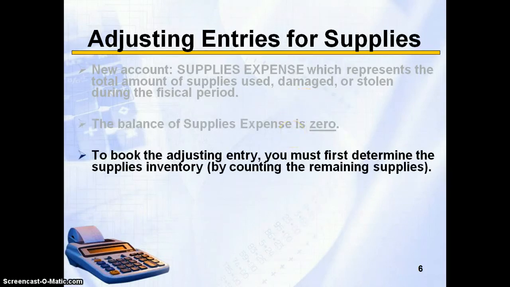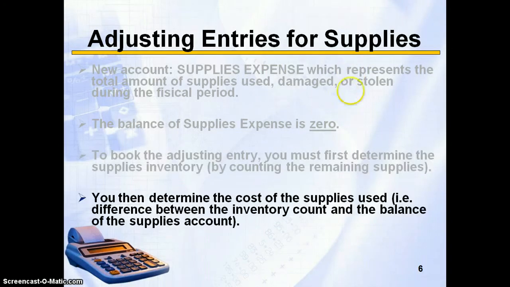To book the adjusting entry, the first thing that must be done is to determine how much supplies inventory is remaining. So all of these supplies that are remaining must be accounted for. All the markers, all the pens, all the papers, all that stuff must be accounted for, and we must determine what we have remaining from the supplies that we purchased at the beginning of the fiscal period. Once we've determined what we have, we then must determine the cost of the supplies used. So the difference between the inventory count and the balance of the supplies account. So we must see what's been used throughout the fiscal period.